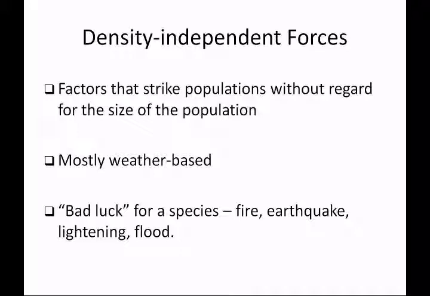If you look at what just happened in Hurricane Sandy, or if you think back to the tsunamis that have happened, where the tidal wave crashes up onto the land, it doesn't matter if there's 1,000 people there or 1,000,000 people there. It's still going to have the same destructive force. So something that is density independent happens despite the size of the population, and it strikes the population without regard for the size. Think of all the really bad weather-related things that could happen, and those are things that happen despite whatever size there are.